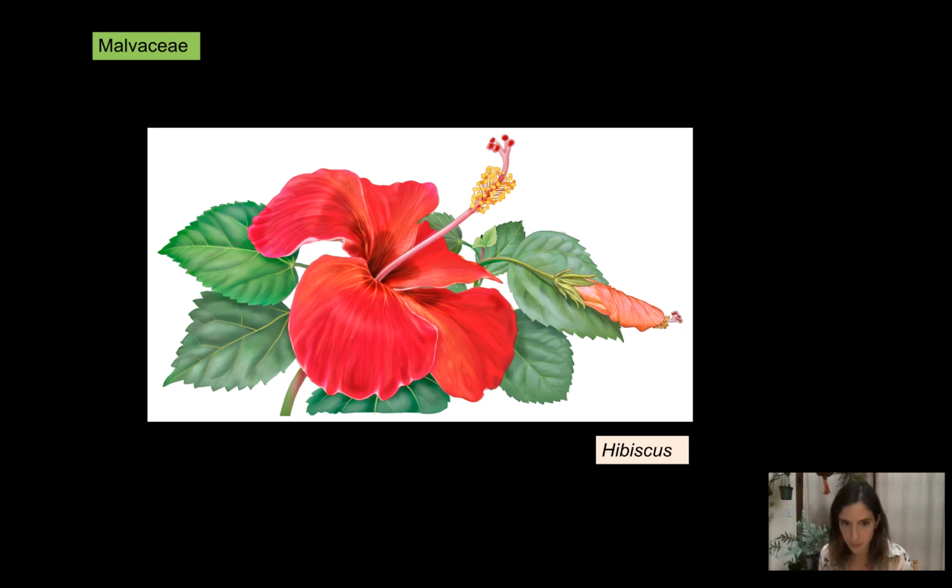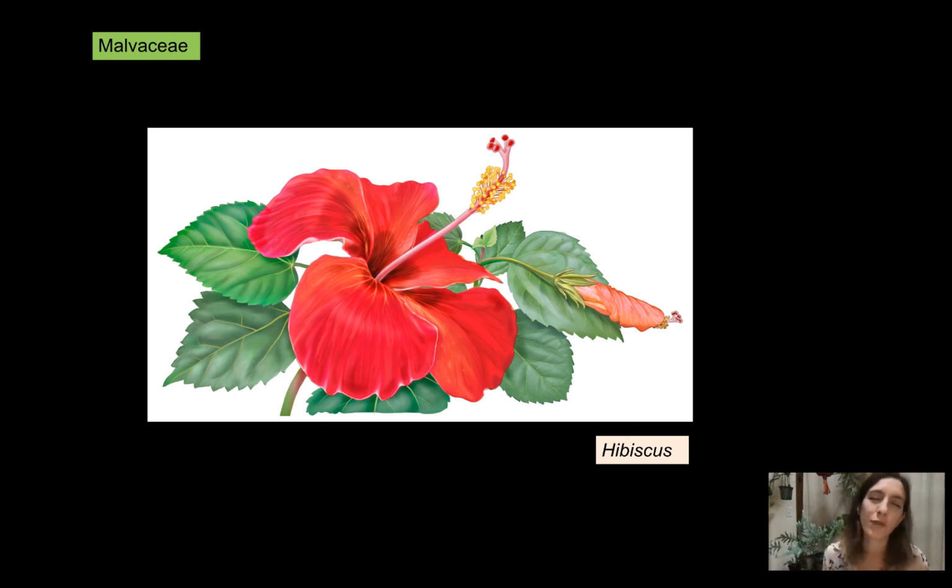Okay, you have only one required genus in this family. It's called Hibiscus. Maybe you've heard of it before. It's a really charismatic flower because it's really large. And, of course, at least in this one, very brightly colored. Oftentimes they are red like this. But they come in most colors, actually. So genus Hibiscus. The common name is also hibiscus for this genus, which is convenient.